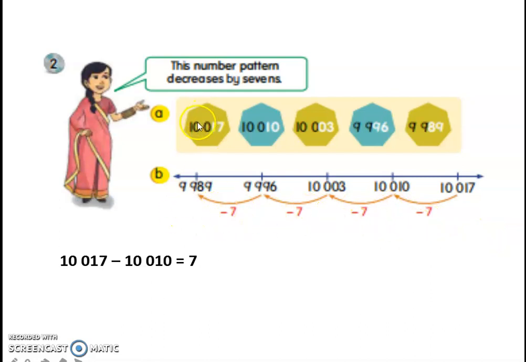So if the number becomes smaller, that means it decreases by, and then you count by how many. You do the subtraction, minus, and then you know the number is 7. 7 means decreases by 7s. There is an S here because there are so many 7s, four 7s. Understand?